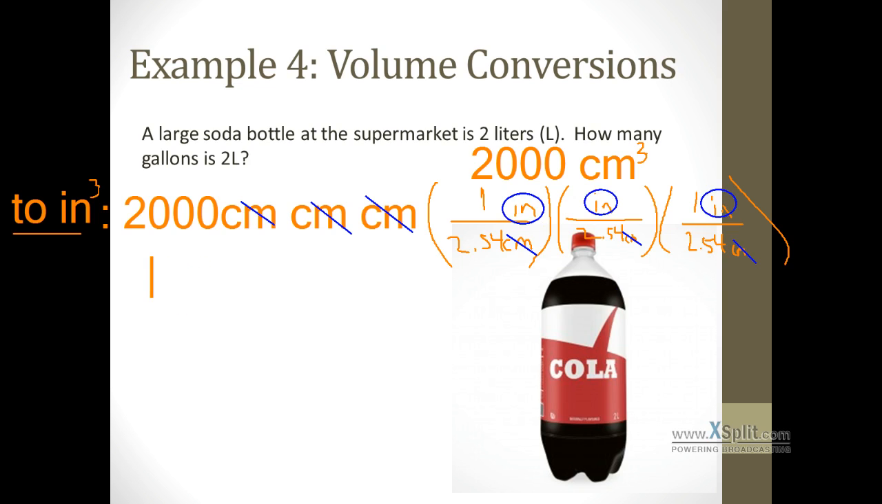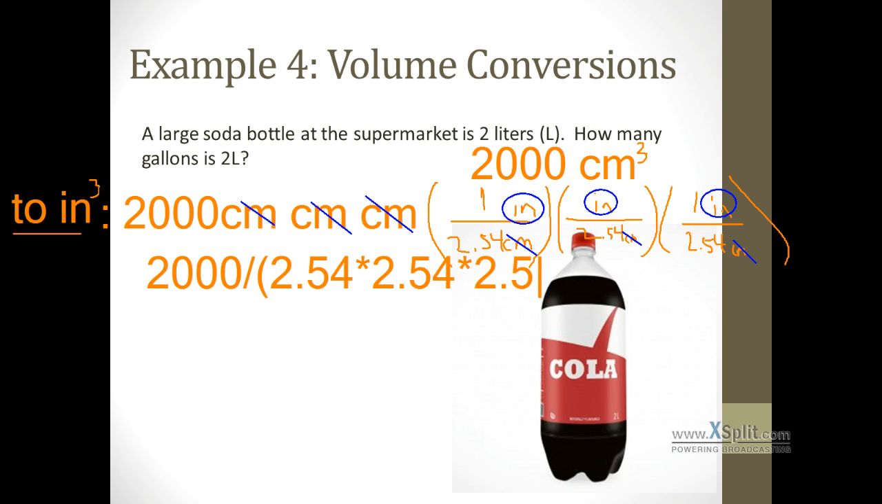This whole set of numbers, 2,000 divided by 2.54 times 2.54 times 2.54. If you go ahead and toss that all in your calculators, you're going to get about 122 inches cubed worth of soda. For our next step, I want to convert that into feet cubed.